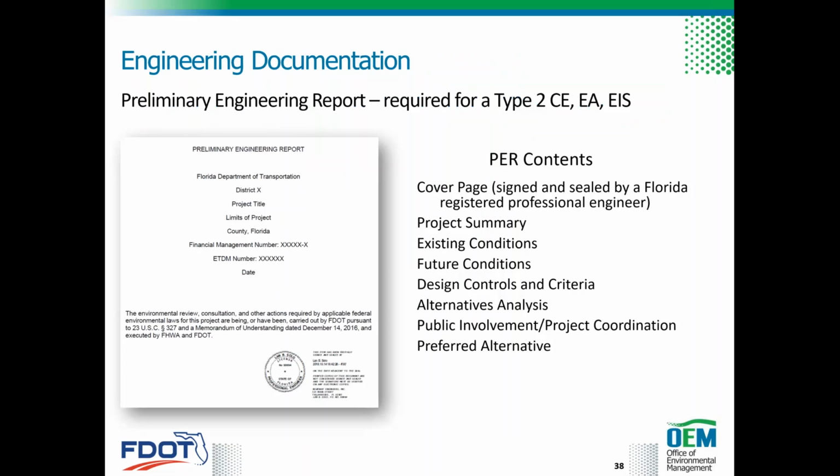And this is how the engineering documentation would look. This is the PER, or preliminary engineering report. Again, it's required for type 2 CEs, EAs, EISs, and this is basically the content. And there's more; all this information that I just shared with you is in more detail in the PD&E manual.